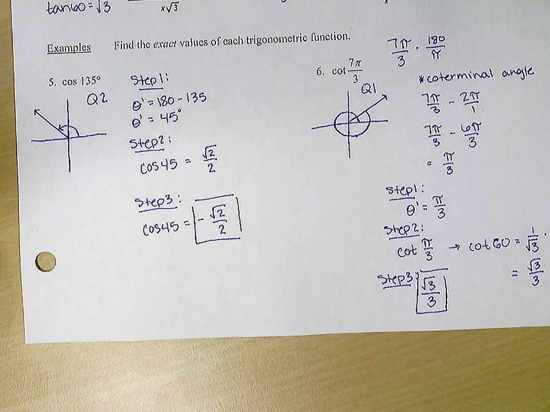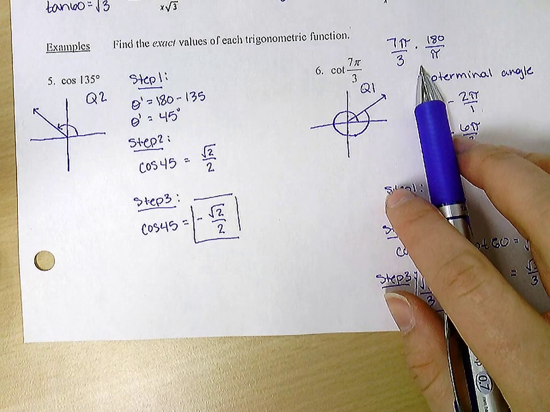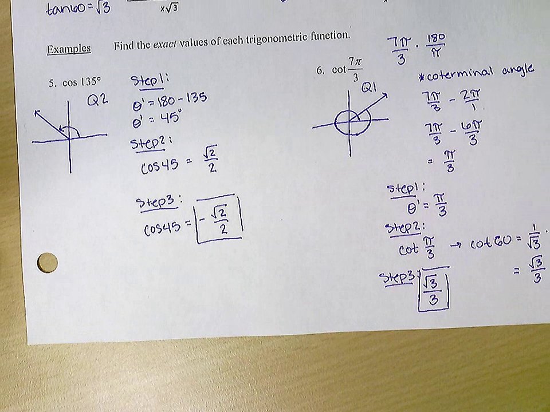Okay, questions on those two problems. Again, if you want to change your radians right away to degrees because you think that's easier, do that. Then just do the same process without the radians but with degrees. You'll get the same answer.